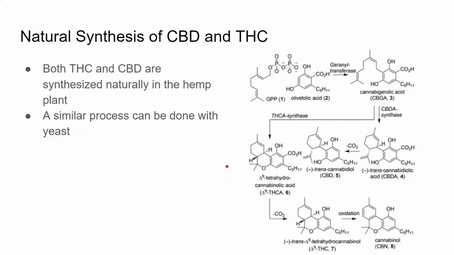CBD and THC can be synthesized in many ways. It is most notably made naturally in the hemp plant, where it is used to attract pollinators and to prevent overheating. It starts here as a carboxylic acid, and then enzymes can convert it into either CBD through this path or to THC through this path. And this is most notably done with the hemp plant, but a similar process has been found to occur with some versions of yeast.